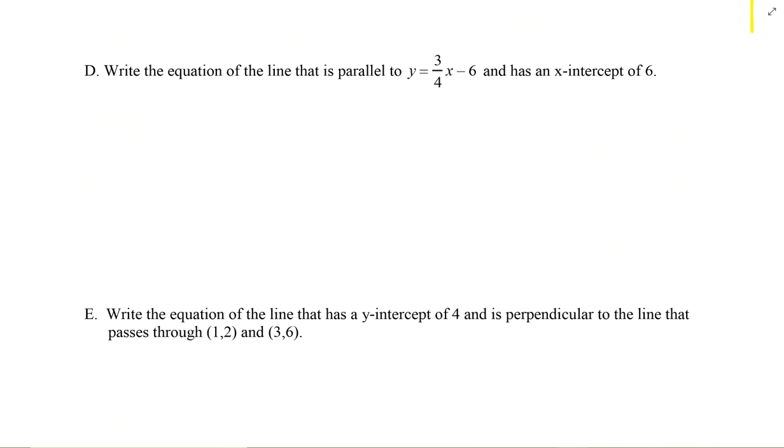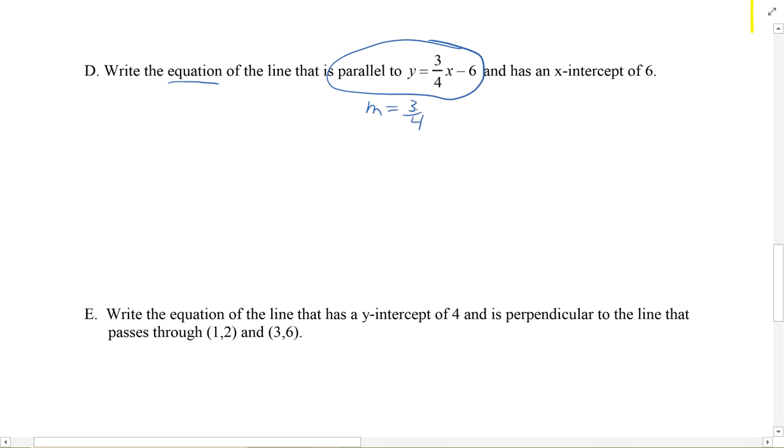But you have all the information for this question. So the first information is you're writing the equation of some line that's parallel to this line. So what is it telling you to do? What does that mean? What do you know about parallel lines? Same slopes. So they're saying, use the slope m equals 3/4. That's what they're saying there, okay? So you gotta be a detective.